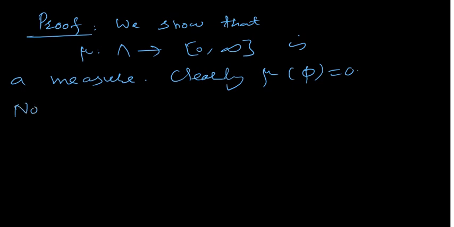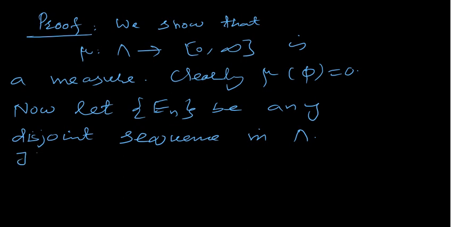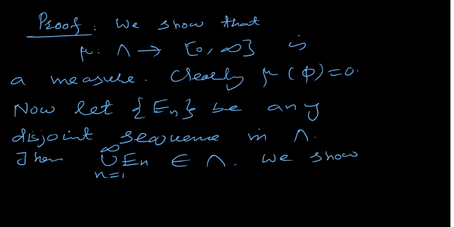Now let's take any disjoint sequence in lambda. Let En be any disjoint sequence in lambda, then the union En, n runs from 1 to infinity, is also in lambda. We have also proved that lambda is closed under countable union. We show that mu is a measure, that is, the additive property.